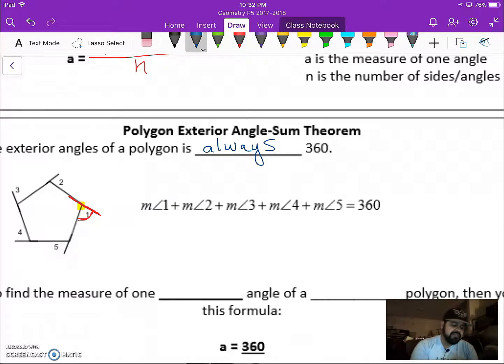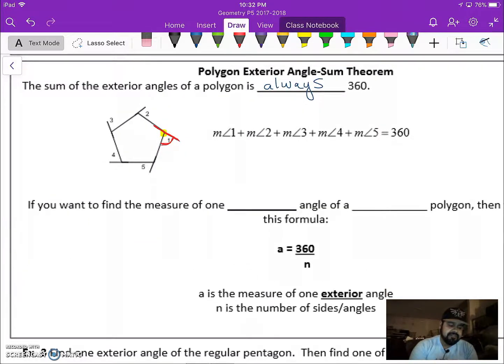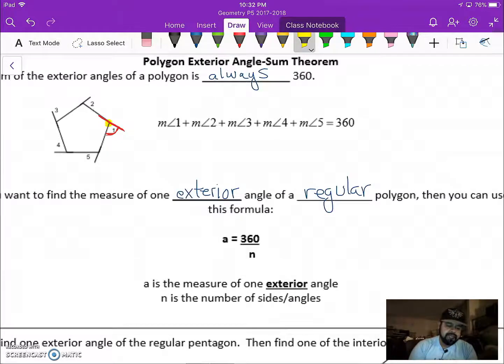Now what's nice about this is we say, hey, if it always adds up to 360, then I could find the measure of one exterior angle. And again, this only works for a regular polygon. And all I have to do is take 360 and divide it by the number of sides that I have. So, doesn't matter if you have 5 sides, 10 sides, 20, whatever. It'll always work. 360 divided by the number of sides.